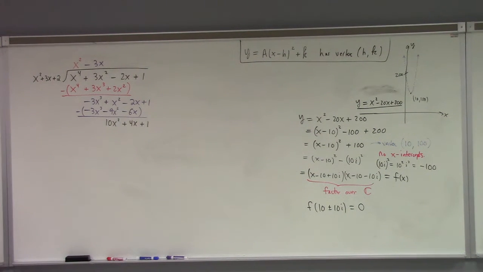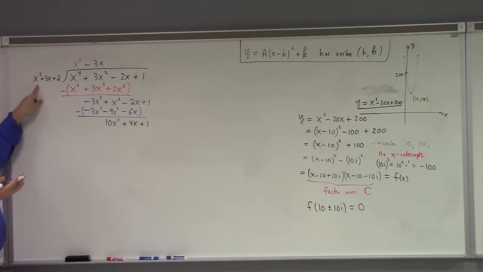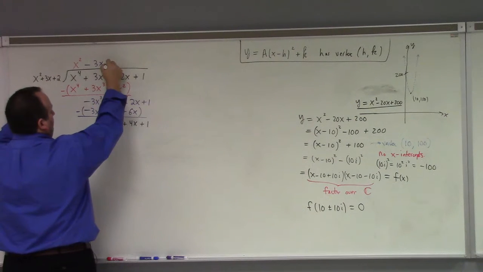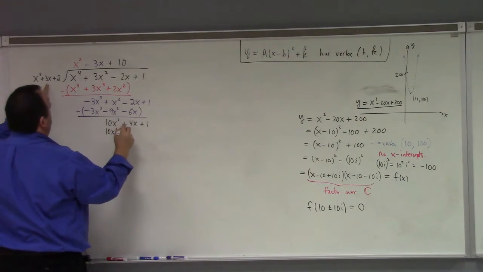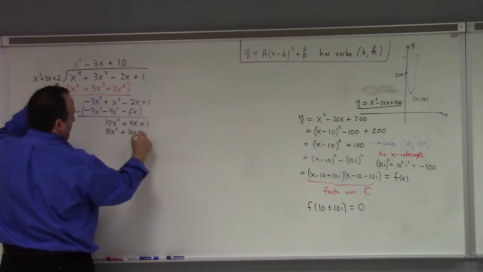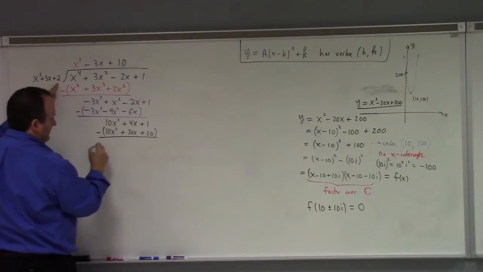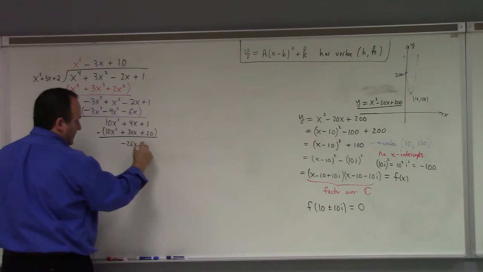So then how do we get 10x squared from this? Well, that is plus 10, right? So I do plus 10. That gives me 10x squared plus 30x plus 20. I subtract that, and what does that give me? That gives me minus 26x minus 19.